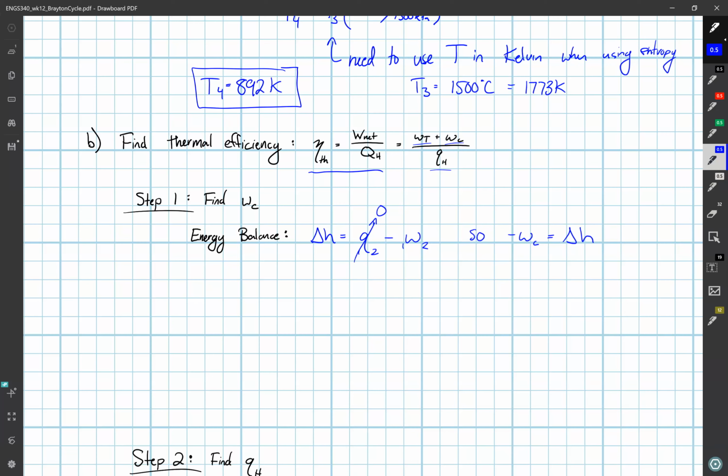And we can find delta H from Cp delta T if Cp is a constant, which we're saying that it is to simplify our lives. So now really we only have to find the temperature. Okay, so we know this is a delta S equals 0 process.